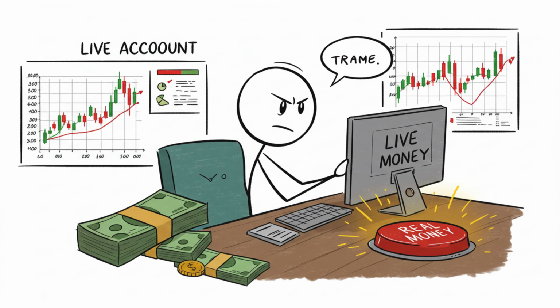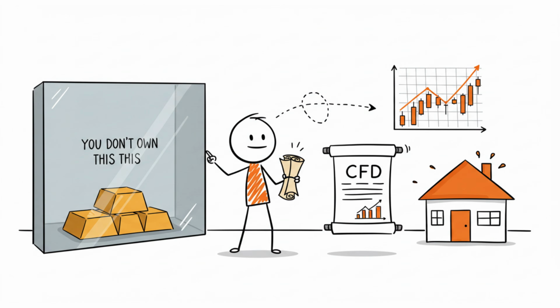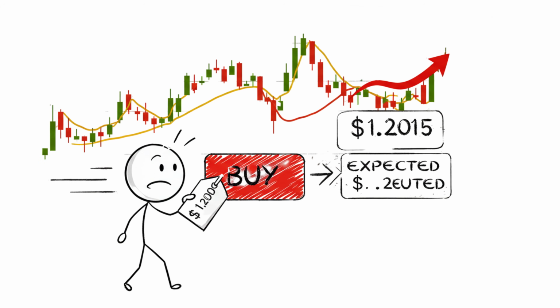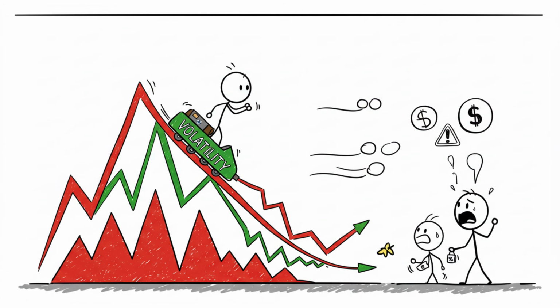Live account. A real money trading account used to place actual trades in the market. CFD. A financial contract allowing you to speculate on asset price changes without owning the asset. Liquidity, how easily an asset can be bought or sold without major price movement. Slippage, the difference between the expected price and the actual executed price, usually in fast markets. Volatility, the degree of price fluctuation in a market. More volatility means more risk and more opportunity.